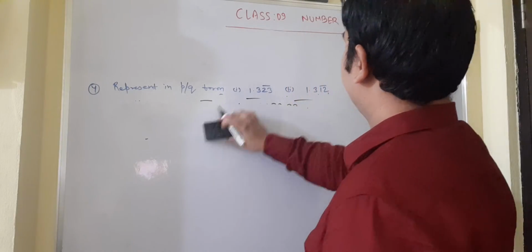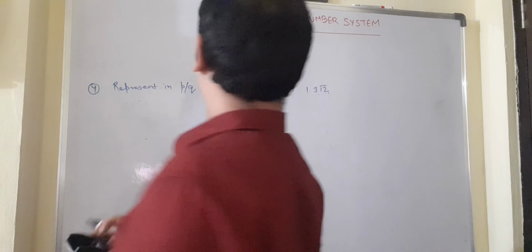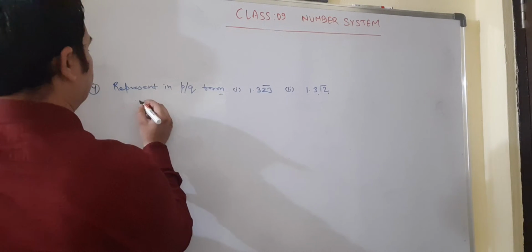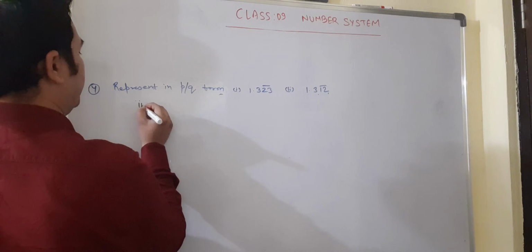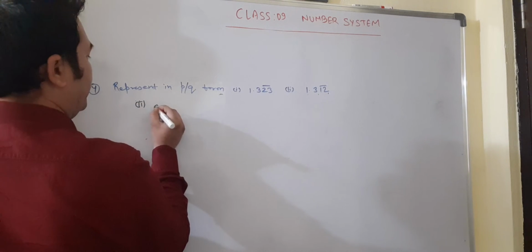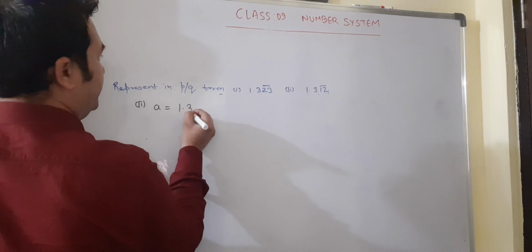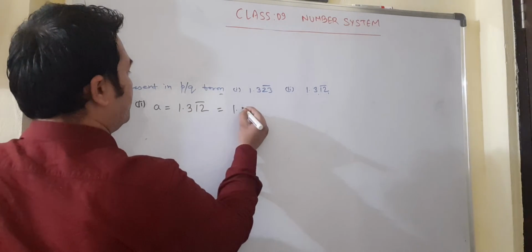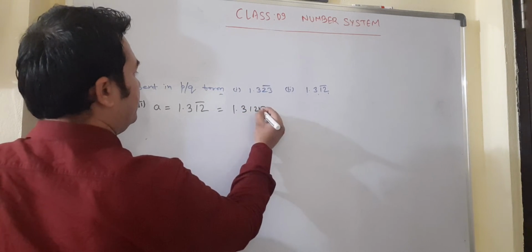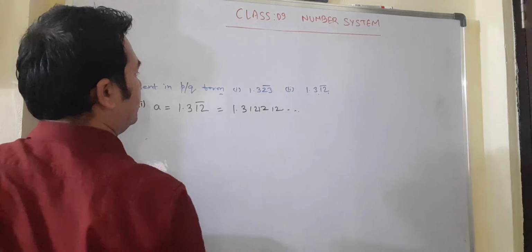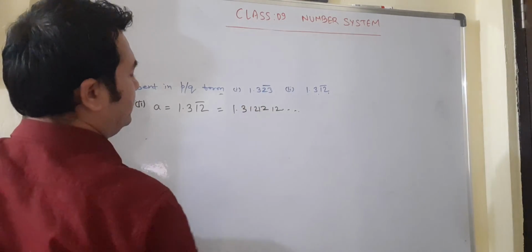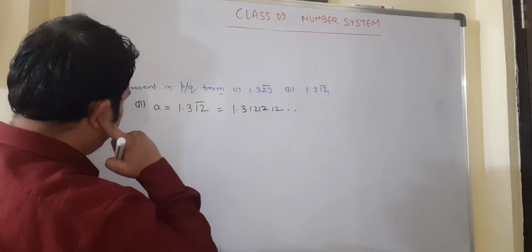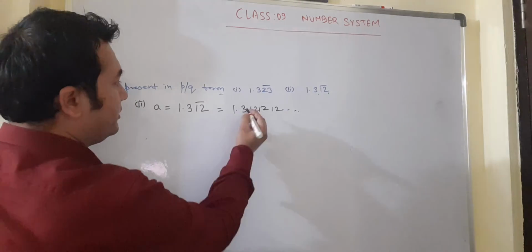Now the very last question. This is a little different. A equals to 1.312. Here 1 2 is repeating. So 1.31212 and so on. Here you cannot take 1.31 and put a bar over 0.31, because it will be a very different number. 3 is not repeating.